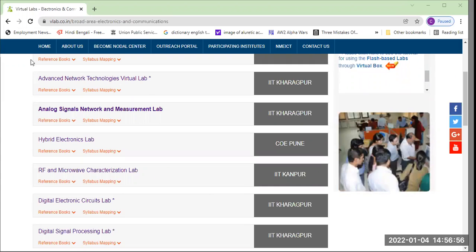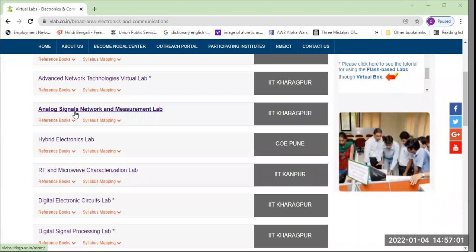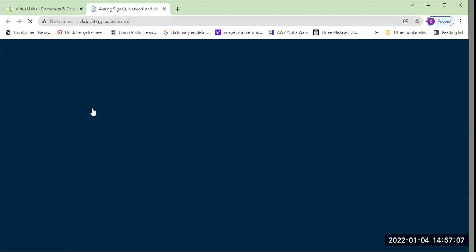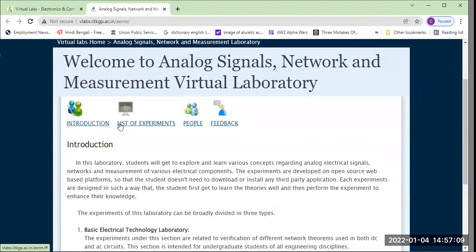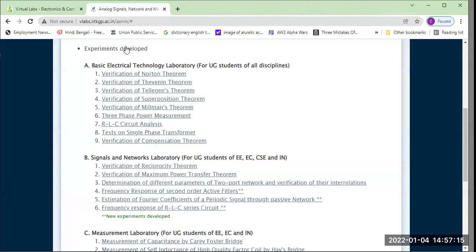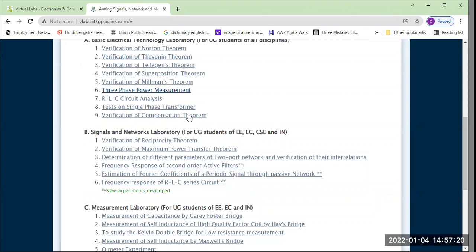You just open your virtual lab, VLab, and then you can find analog signal networks and measurement lab. Just click over this, then you can get this type of window. Just click over the list of experiment, then you can get this type of list. So today we will go for first reciprocity theorem, then maximum power theorem. Okay, today we will go for maximum power transfer theorem first.